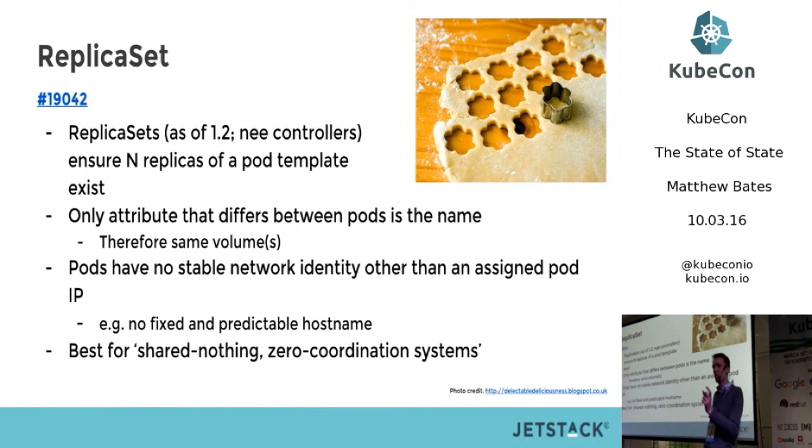The only attribute that differs is effectively the name. I think that comes from metadata.name, and if you choose replicas, you get unique names as well. You probably saw in the demo by Kelsey that those names were generated. Pods also have no stable network identity other than the IP they're given. Each pod will have a unique IP, but there's no stable network identity. That's a problem, particularly having no fixed and predictable host name that will last past pod failures.